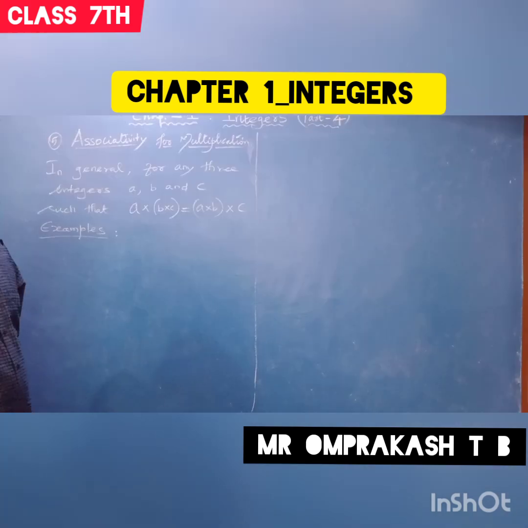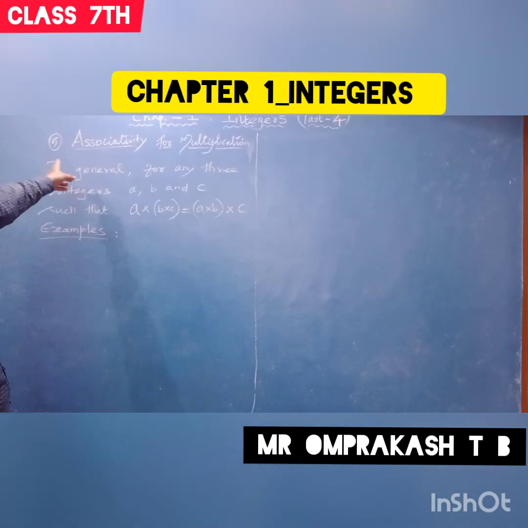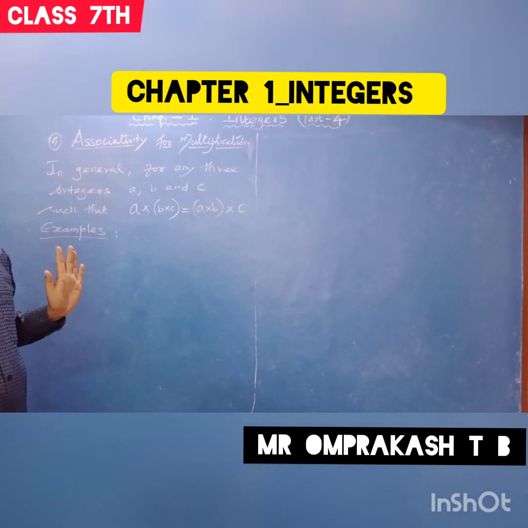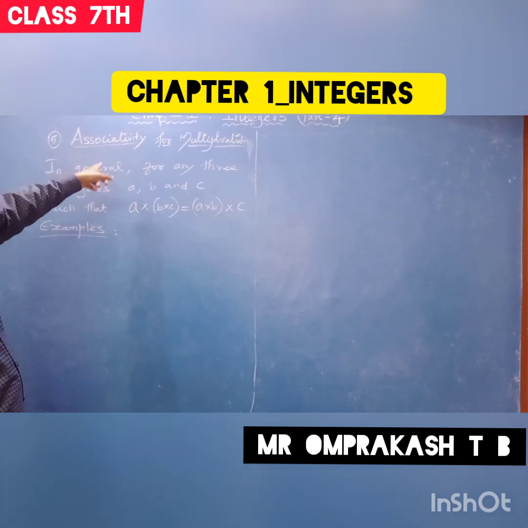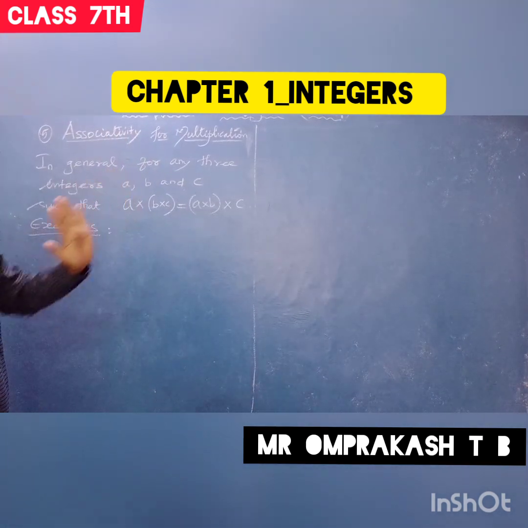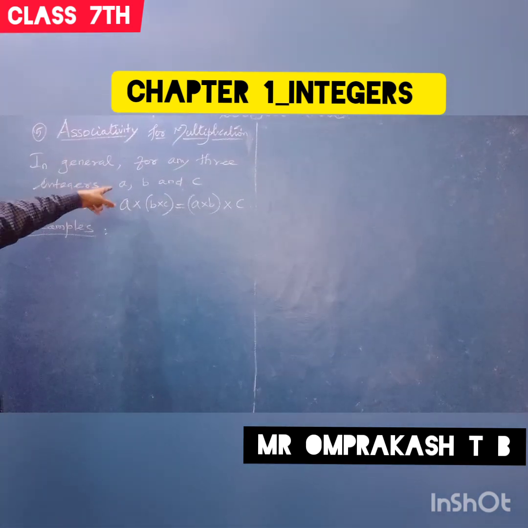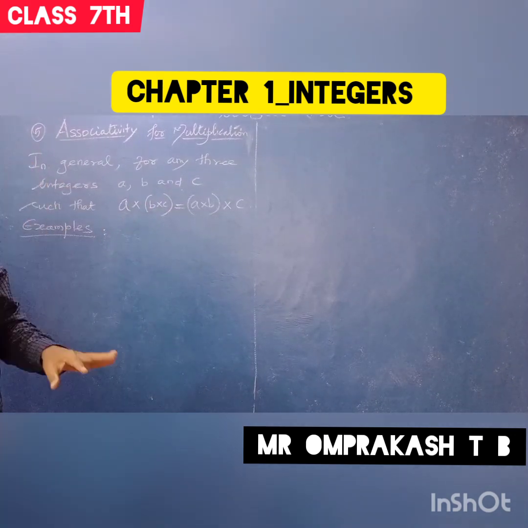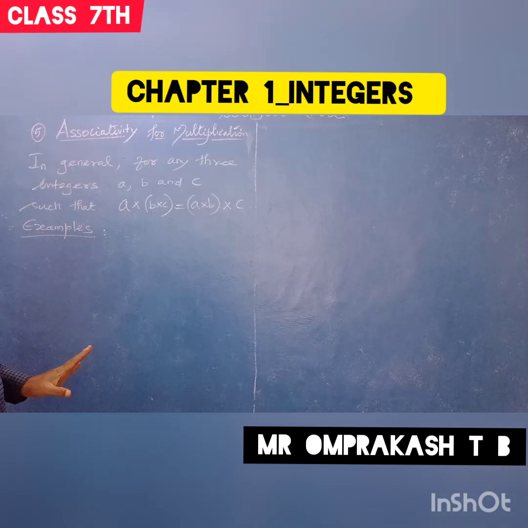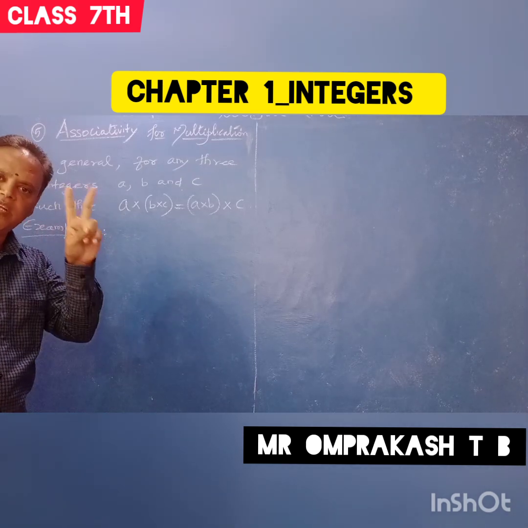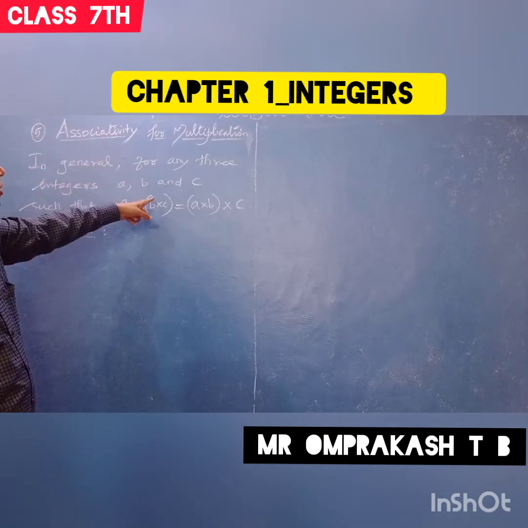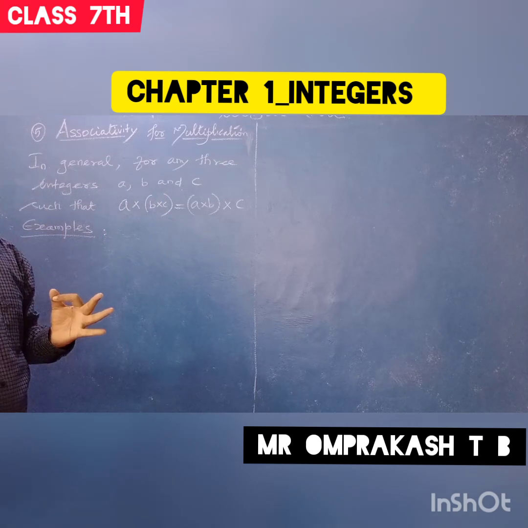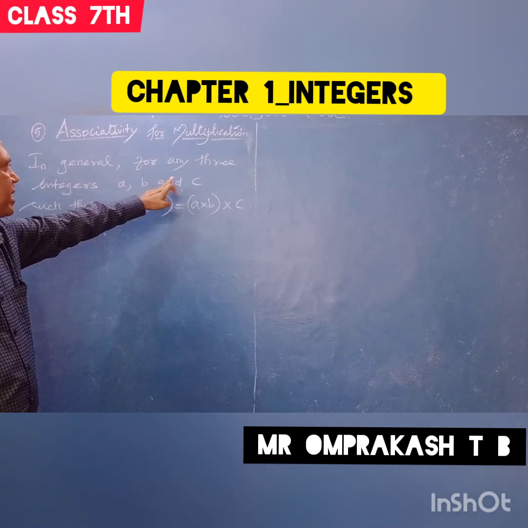Okay. So next property, associativity for multiplication, or we can say associative property for multiplication. In general, for any three integers a, b, c. Associative property means you need three numbers. Remember, commutative property means you need two numbers, but associative property means you need three numbers. Clear? So a, b and c.